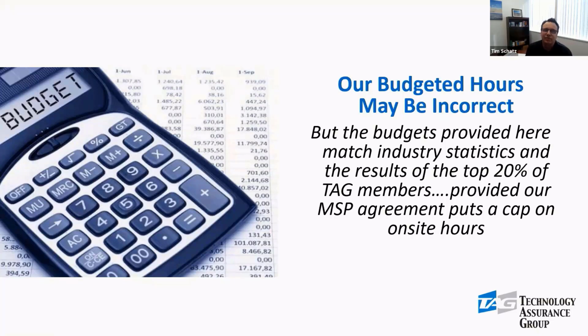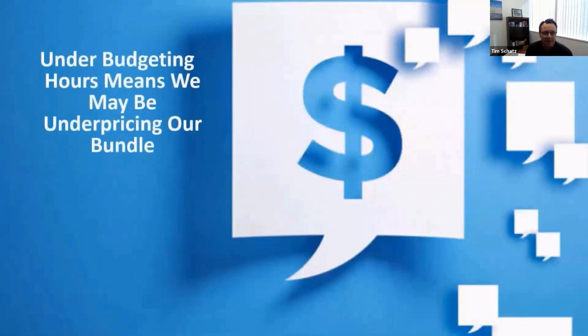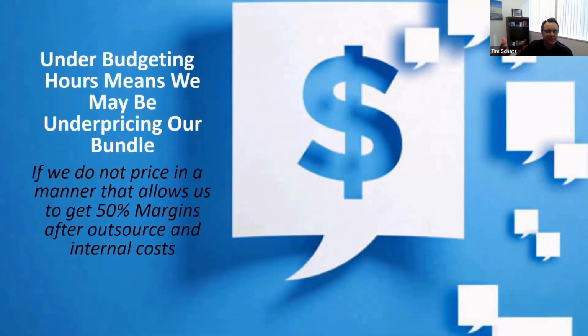There's no deviation. It really aligns 100% with what we see in actuality, feet on the street, in the field. What else could it be? Well, it could be that the hours are right, but we're underpricing our bundle in other ways, and if we don't price in a way that allows us to get 50% gross margins on both the outsource cost and our internal resources.